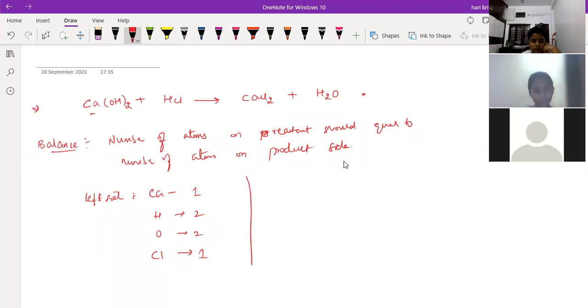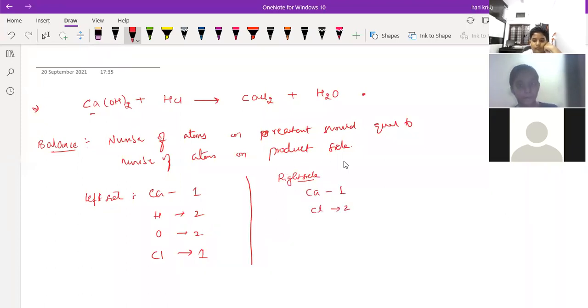If you take the right side, how many calciums? One. Chlorines? Two. Hydrogens? Two. Oxygen? One. So calciums are equal, hydrogens are equal, oxygen is not equal, and chlorine is also not equal, right? Yes, sir.